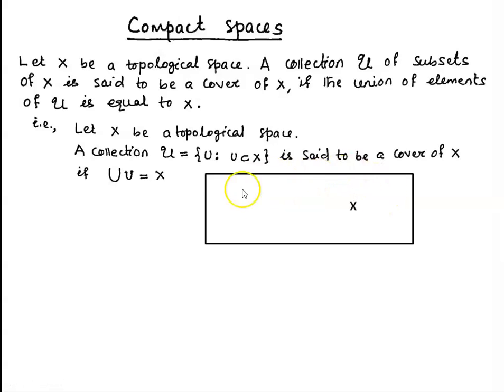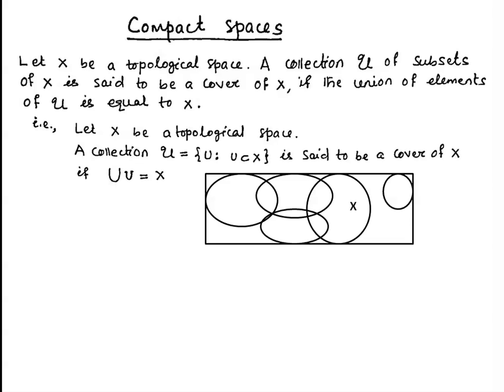Let us consider this topological space X. Now collect some subsets of this topological space X. Here we have the first subset, second subset, third subset, like this. We have collected many subsets of this topological space X. Let these subsets of X be the collection U. This collection U is said to be a cover of X if the union of all these members of U is equal to X. That means the union of all these subsets covers the entire space X.